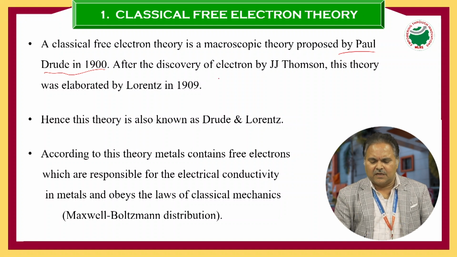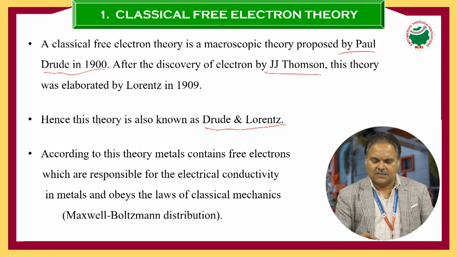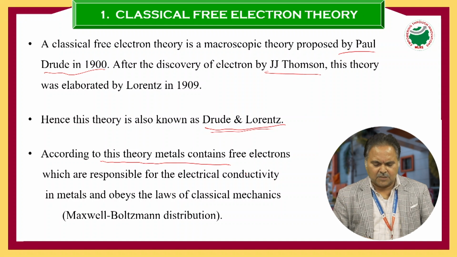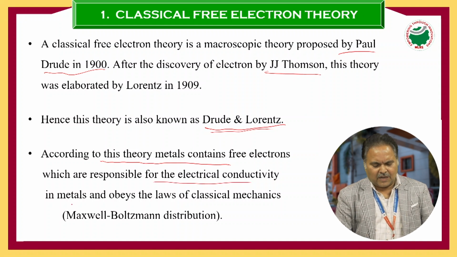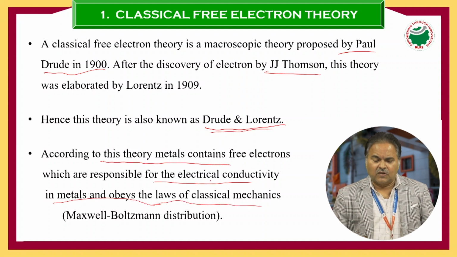After this discovery, J. J. Thomson also elaborated that theory, so they call it the Drude and Lorentz theory. That is another name for classical free electron theory; it has the same meaning. According to the Drude and Lorentz theory, the free electrons, which are responsible for the electrical conductivity as well as all the properties, obey classical mechanics. That means they follow Newton's laws.